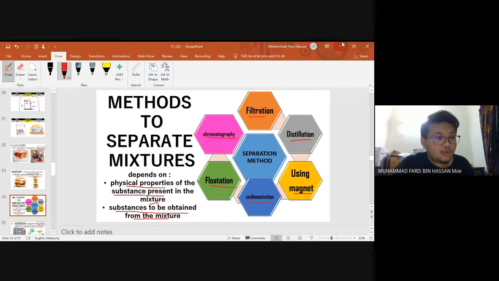If you want to know more about the methods, you can refer to your textbook on page 177 until page 184, because your textbook shows you the activities, such as how to do the filtration method, the instructions for the distillation method, how to do separation by using a magnet, and then the sedimentation method, the flotation method, and the chromatography method. You can refer to your textbook or maybe your revision books.